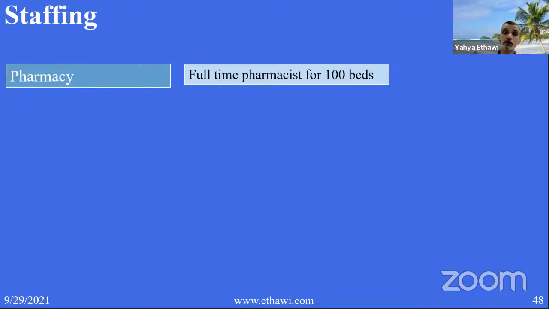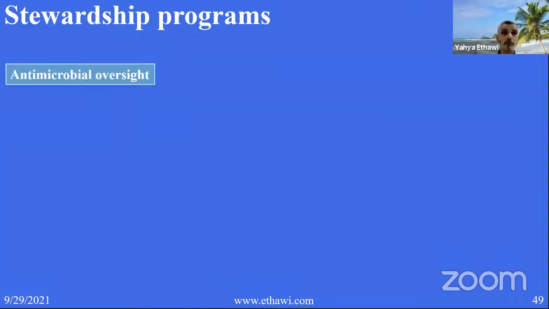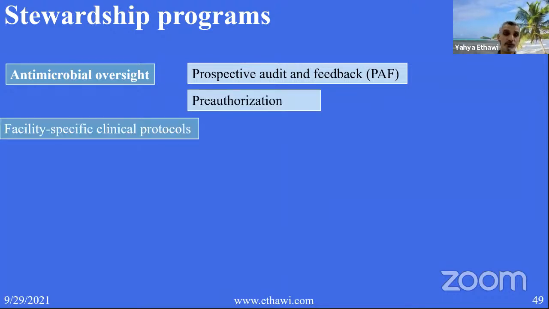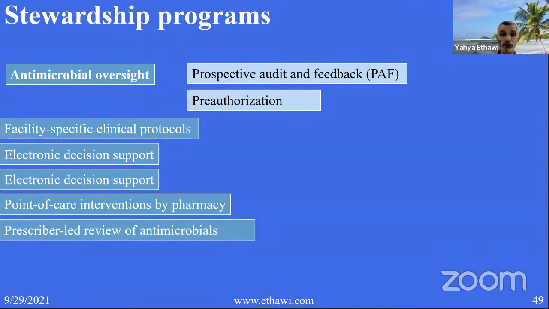Staffing, pharmacy. You need full-time clinical pharmacists to track antibiotics for each 100 beds, and you need a special physician for each 400 beds to track the antibiotics. You need an antimicrobial oversight committee. We have several ways: prospective audit and feedback, or pre-authorization, or facility-specific clinical protocol, or electronic clinical decision support, or point-of-care intervention by pharmacists, or prescriber-led review of antimicrobials.